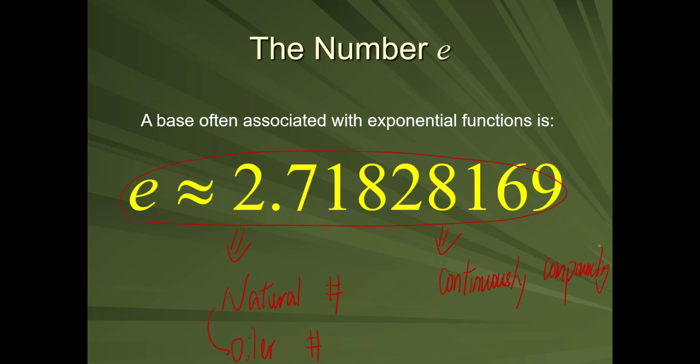For example, in real life, the population is compounding continuously. Also the national debt, right? Treasury bonds, those are compounded continuously. So we can model those using the exponential function with base e.